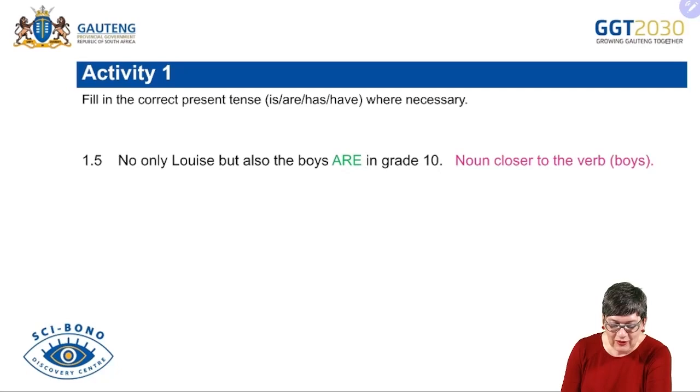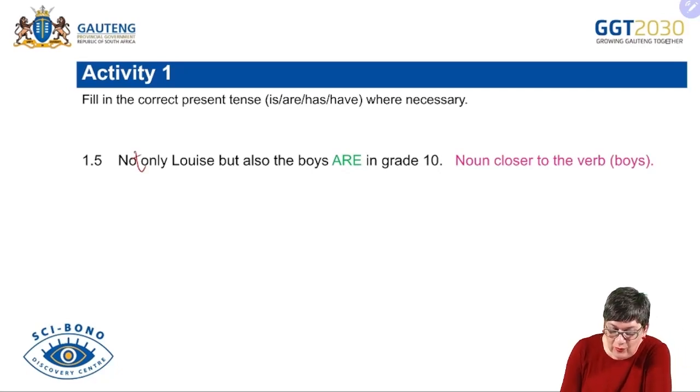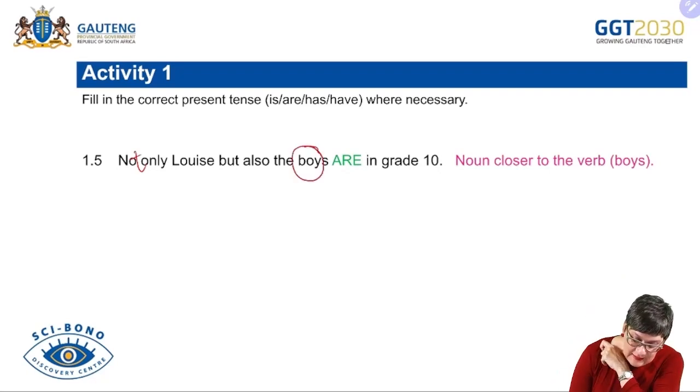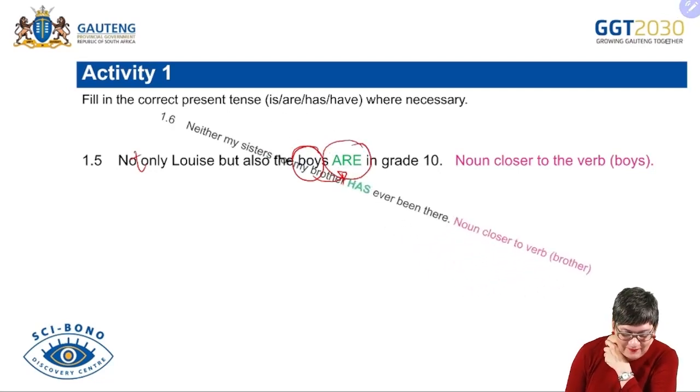Not only Louise, but also the boys. Aha! Do you remember our rule? Not only, but also. Look at the noun nearer the verb. In this case, there's our noun closest to our verb. Boys are plural. We're going to use are. Right. Let's try the next one.